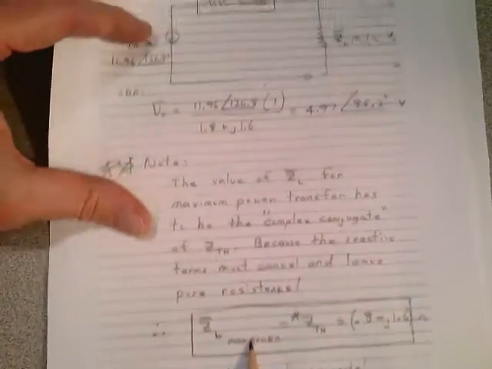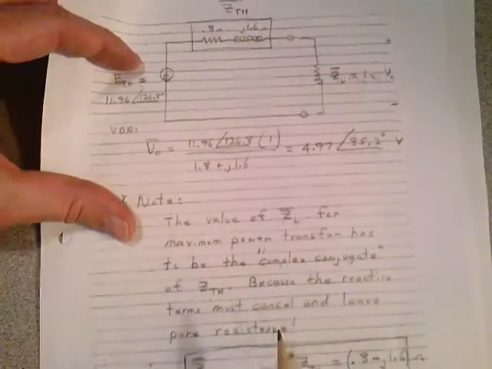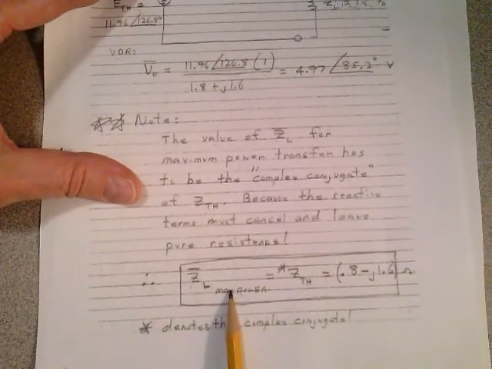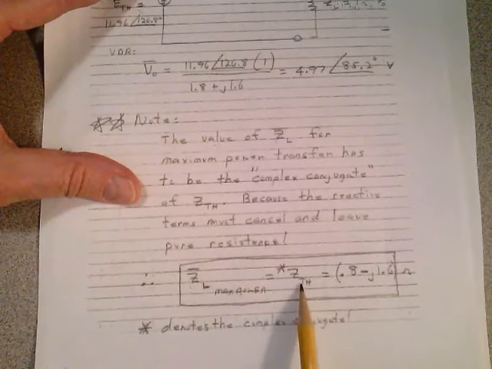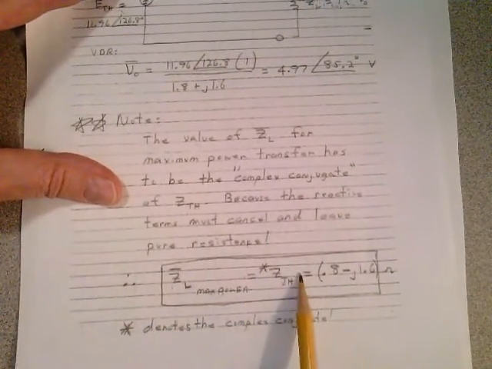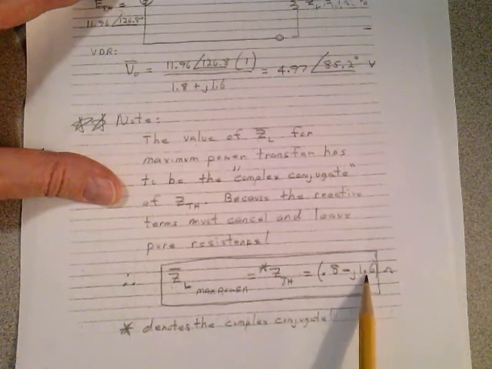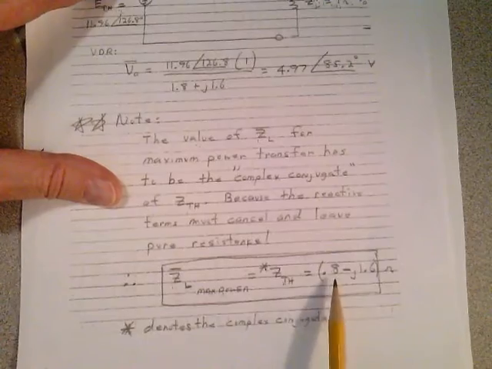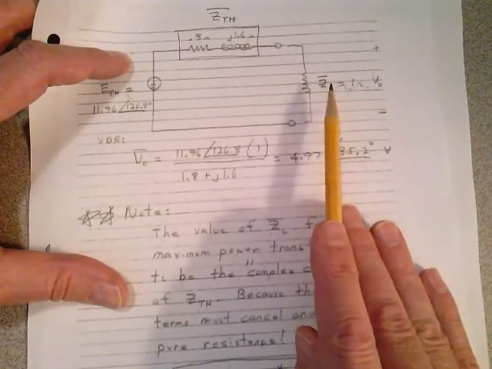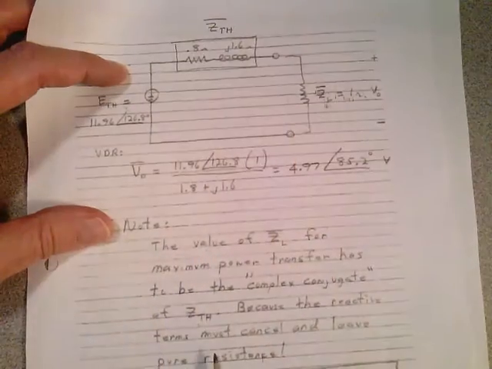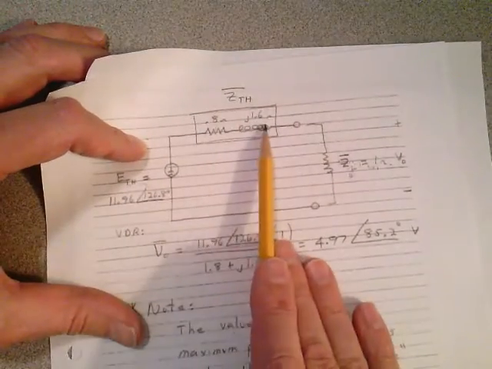For maximum power on this problem up here, what's the value of load impedance have to be? It has to be the complex conjugate of the Thevenin impedance. That's what I'm denoting here with this asterisk, which is equal to 0.8 minus j1.6 ohms. That's the answer for maximum power. That's the value that Z load has to be, the load impedance has to be to get maximum power from here to here. It's just the complex conjugate of what you see up here.